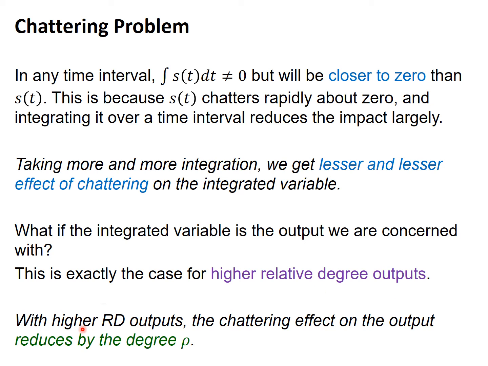And so with higher relative degree output, the chattering effect on the output reduces by the degree rho. That's why higher relative degree outputs are preferred, because the chattering effect on the sliding variable, the output, reduces by the degree rho.